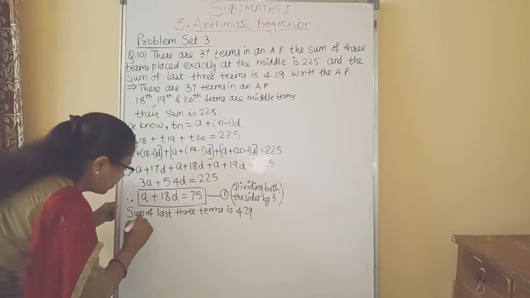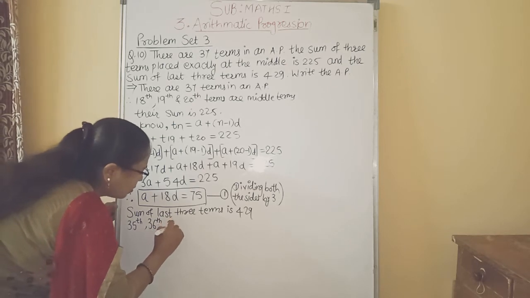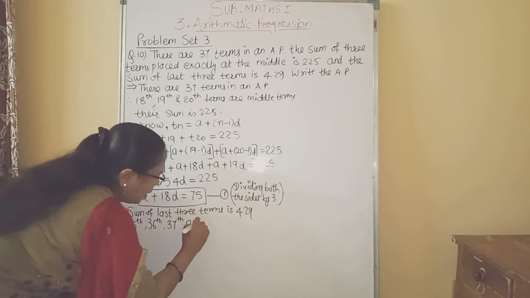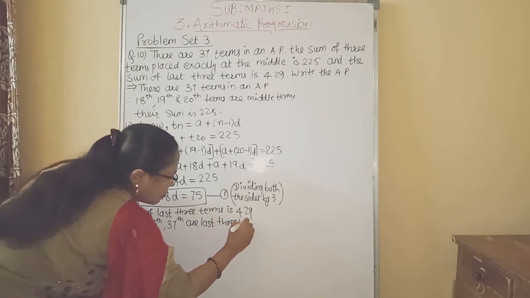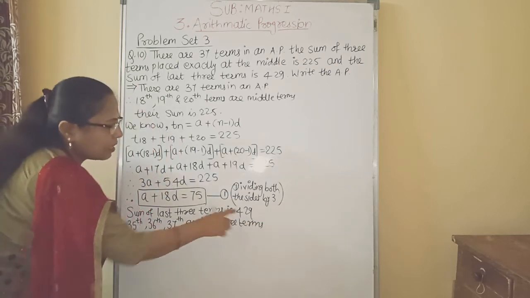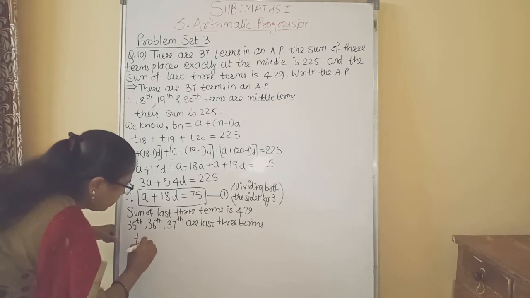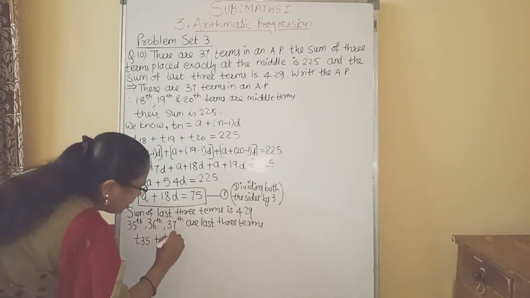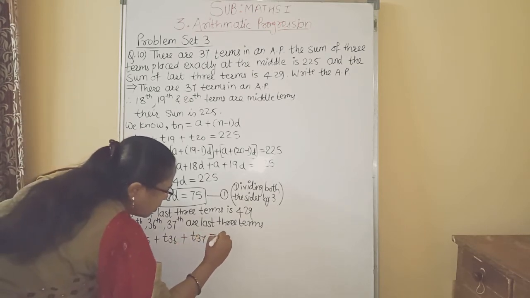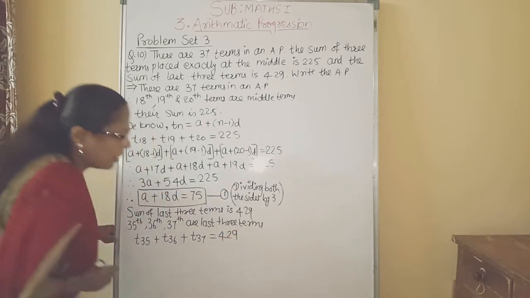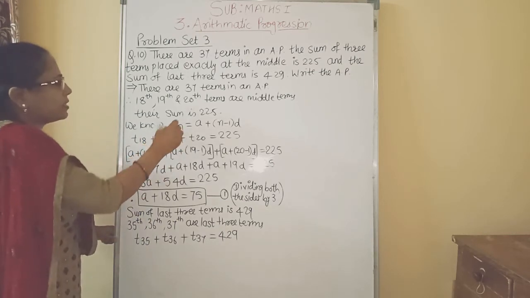35th, 36th, 37th are last 3 terms. And their sum is 429. So again we will get equation T35 plus T36 plus T37 is equal to 429. Okay. Now to find out T35, again we will use Tn formula.